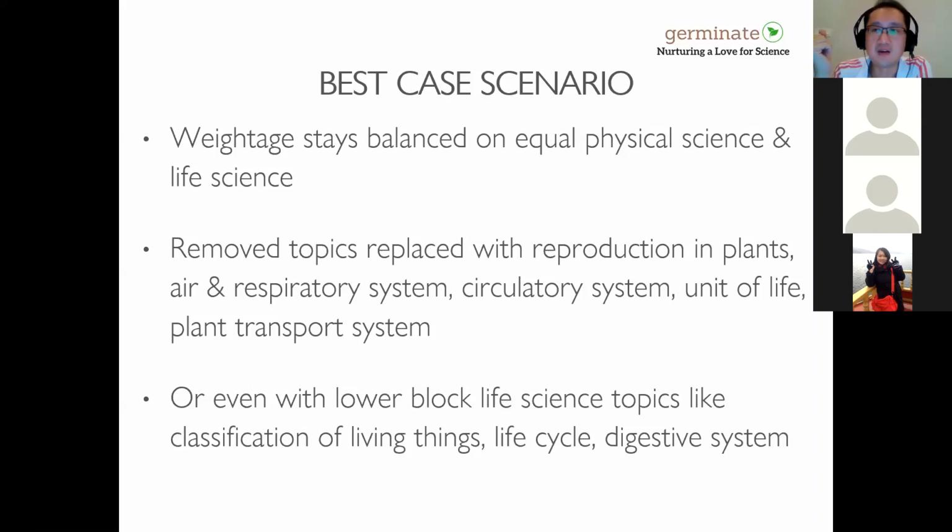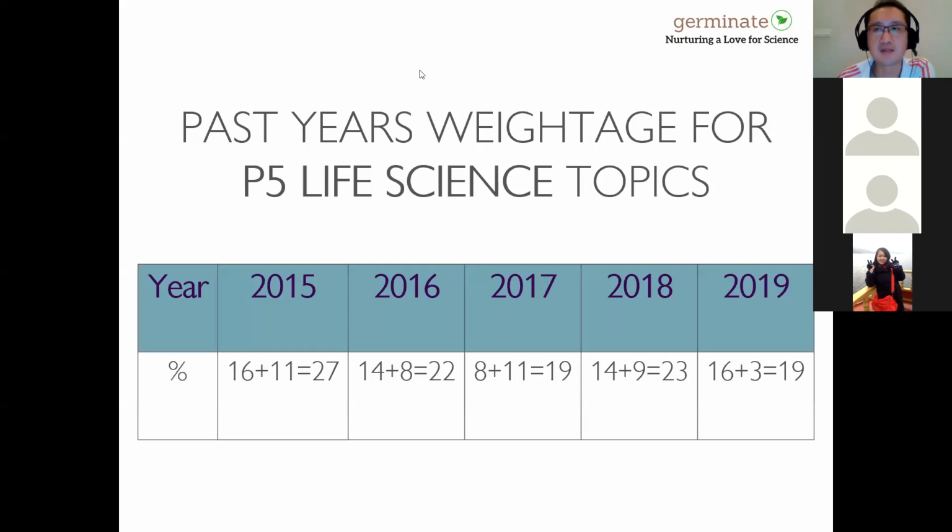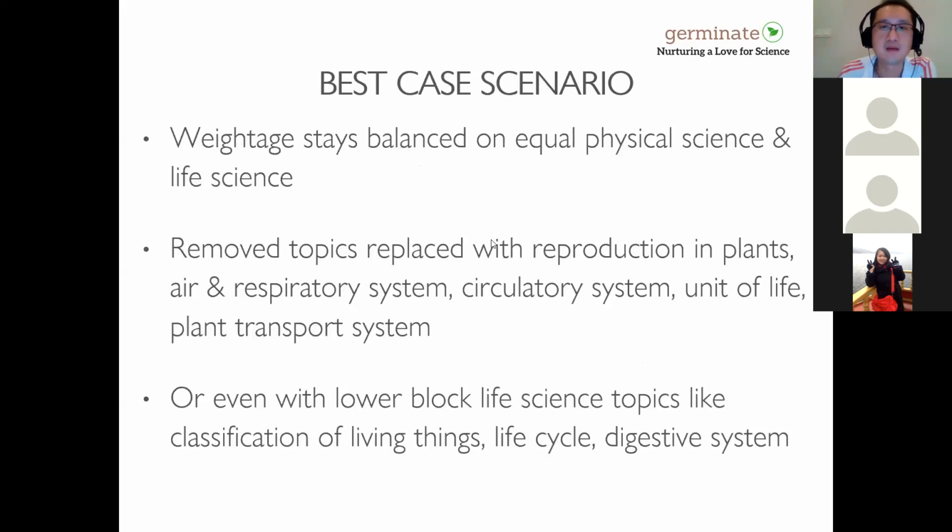Okay. Now, in terms of topic-wise, P5 topics, let me show you the statistics for P5 life science topics. So these are the P5 upper block topics. That means all the topics that I mentioned in my previous slide here. So there's reproduction in plants and respiratory system, circulatory system, unit of life, and plant transport system, plus these few topics, not including the lower block life science topics.